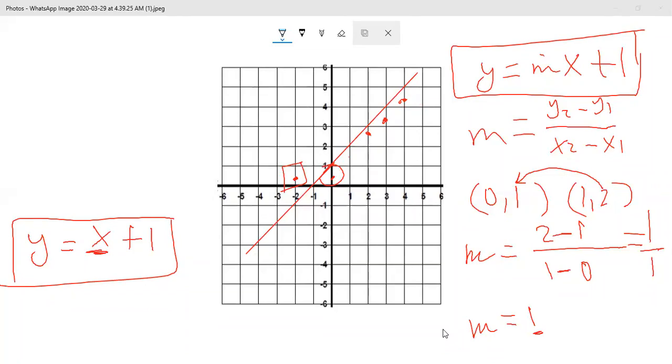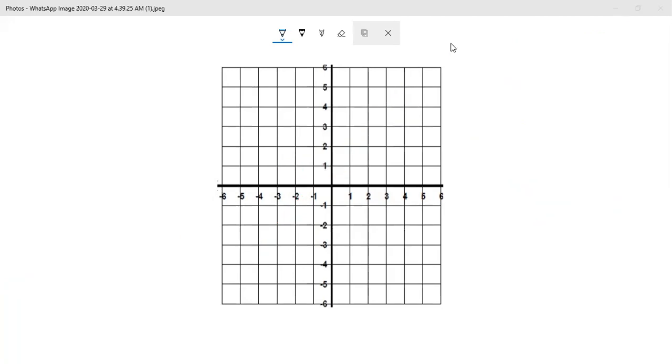Is it hard? No. Okay, who can solve exercise 2? Question number 2. We need a super student to solve question number 2.